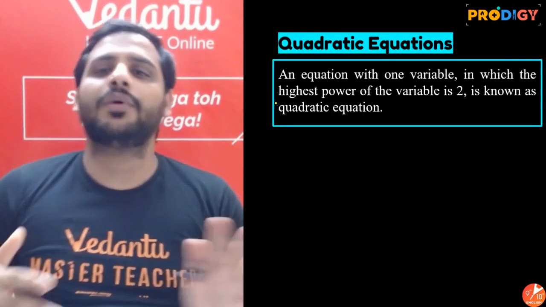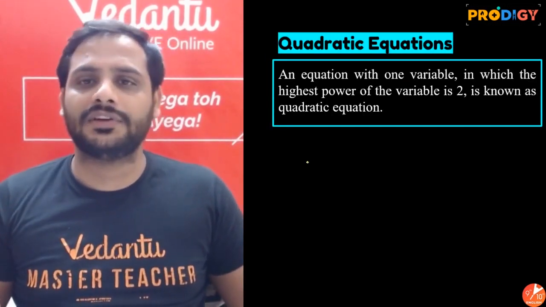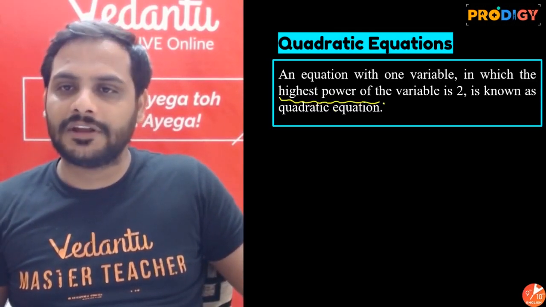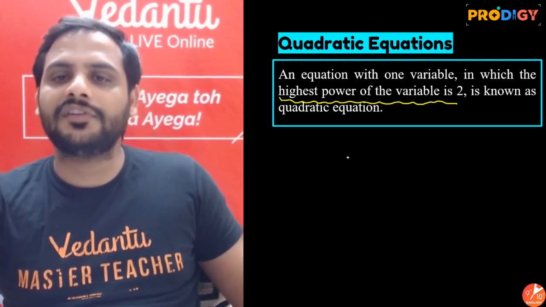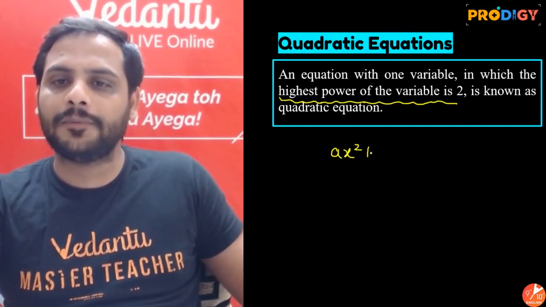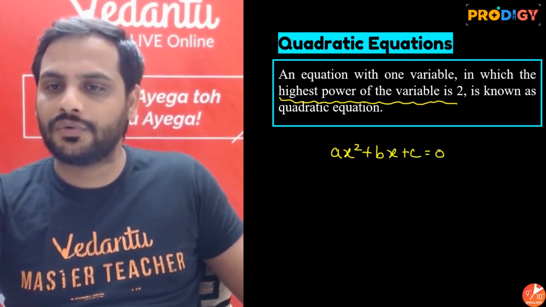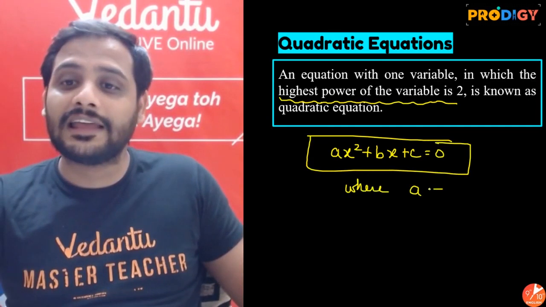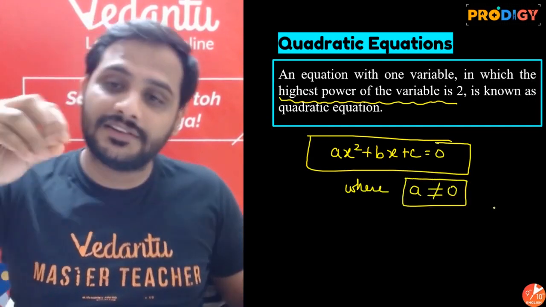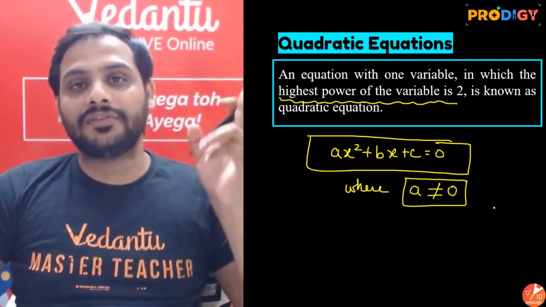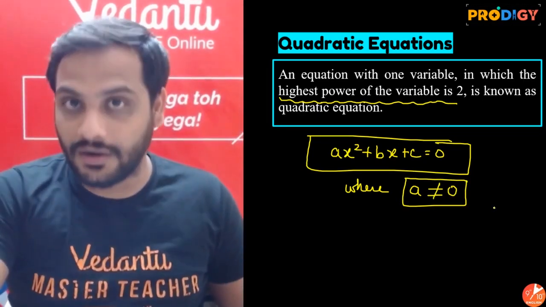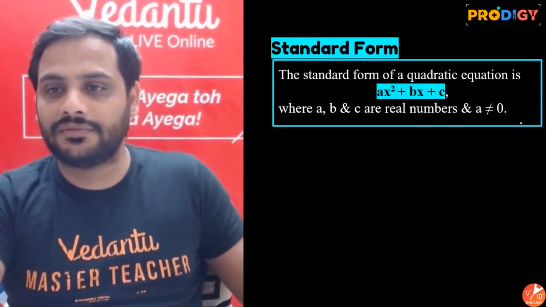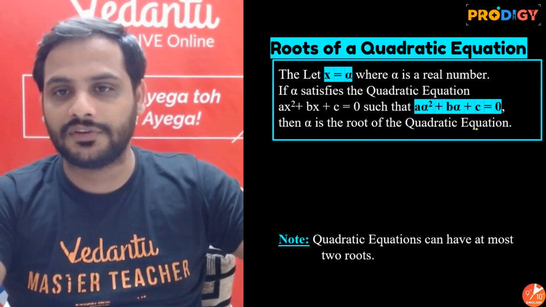So what is a quadratic equation? A quadratic equation is an equation of degree 2, or the highest power of the variable is 2. What is its standard form? Its standard form is ax square plus bx plus c equal to 0, where, very important, a is not equal to 0. This is the most important condition, because if a becomes 0, it is no longer a quadratic equation. We should not forget that part. So a is not equal to 0. This is the standard form.